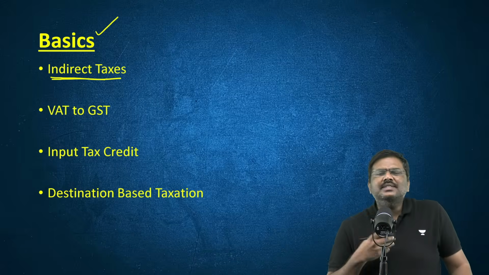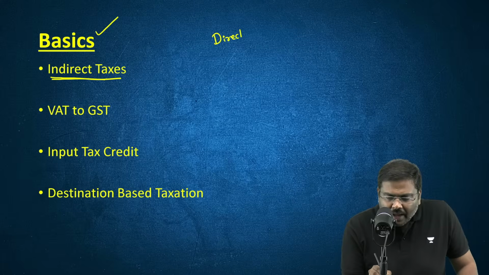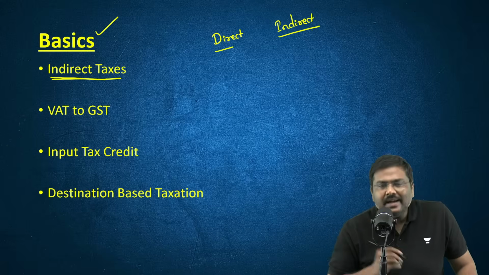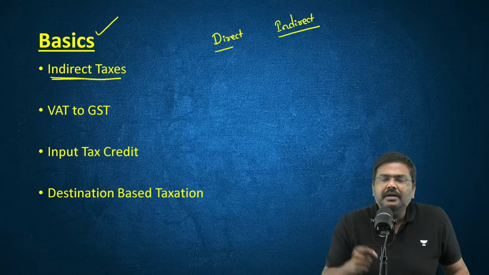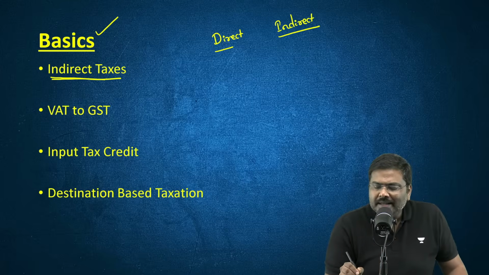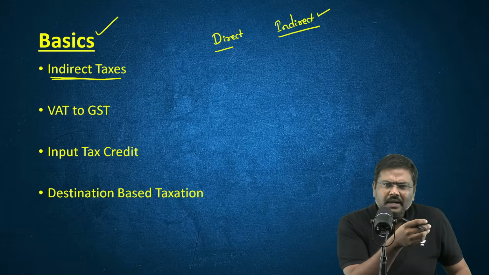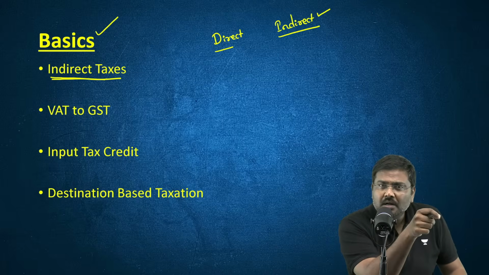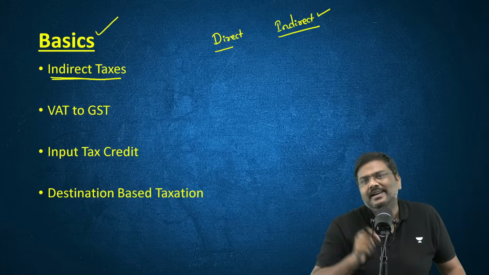Indirect tax. What is the meaning of indirect tax? Please understand, there are direct taxes and there are indirect taxes. What is the difference between a direct and an indirect tax? Whenever the tax burden can be shifted from one person to another, that is called an indirect tax. And whenever the tax burden cannot be shifted, that is, the government will impose a tax on one person or taxpayer, and it is the same taxpayer who will pay the taxes to the government. The burden falls on the same person. That is called a direct tax.